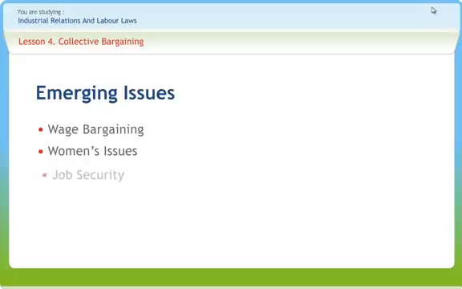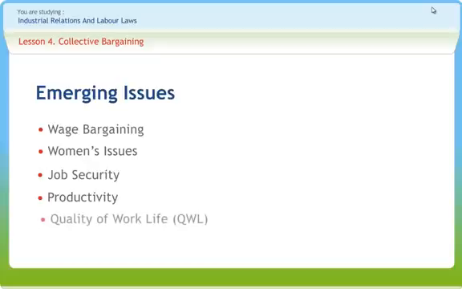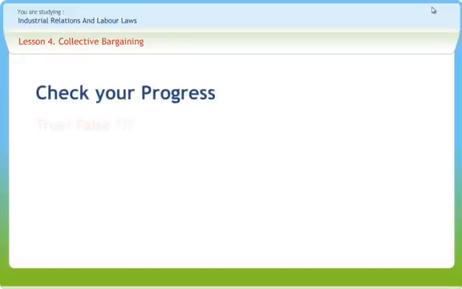Third is job security, because the potential loss of jobs due to technological change has always been a major concern for the unions. Another one is productivity, as per which the management must recognize that to obtain and increase productivity, it must seek the cooperation of the employees and the union. And the last one is quality of work life, which leads to pressure on the employer to fulfill demands of workers.